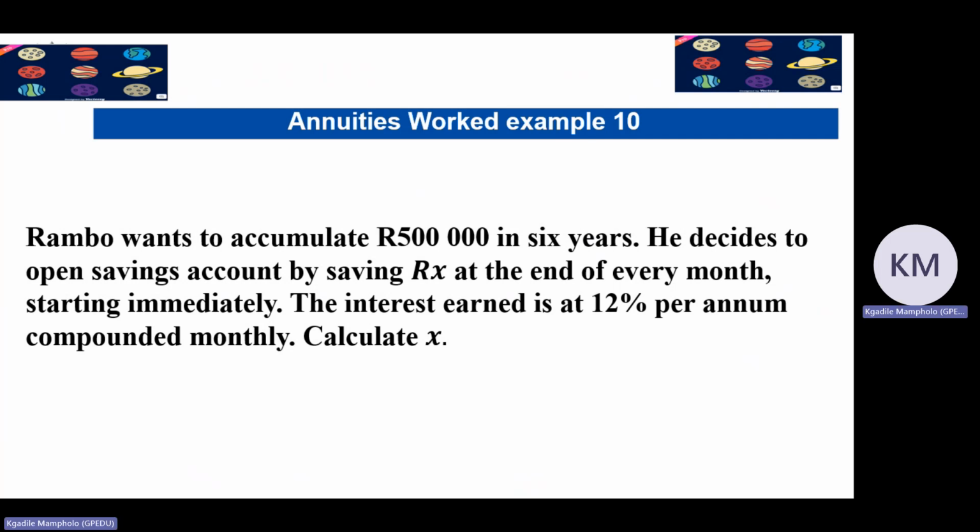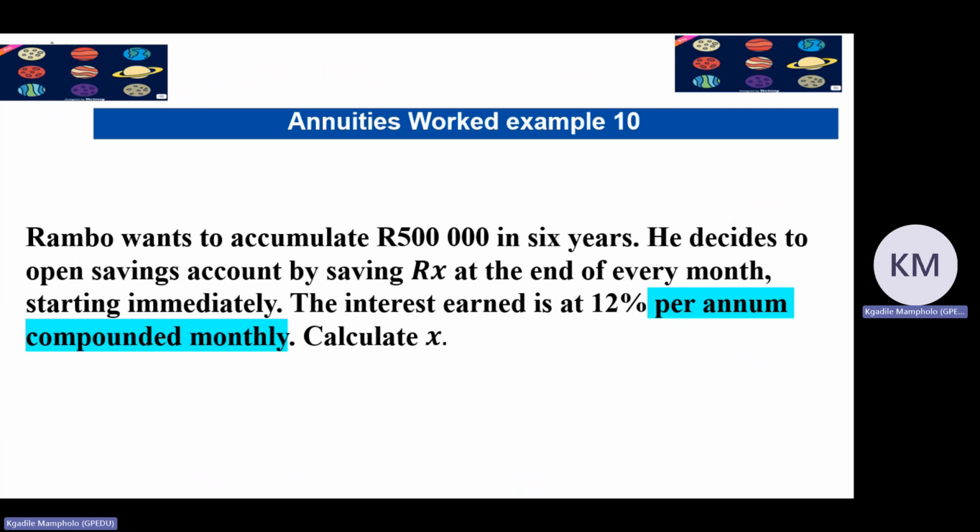Now, next example, Rambo wants to accumulate 500,000 in 6 years. He decides to open a savings account by saving X rands at the end of every month, starting immediately. The interest earned is at 12% per annum compounded monthly. Calculate X. Now, in this case, Rambo wants to have 500,000 in 6 years, that's what he's targeting, but he still makes a fixed payment. This means it still falls under the annuity because the fixed payment will be made.